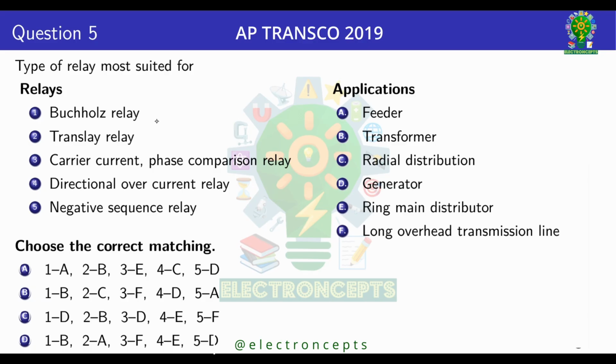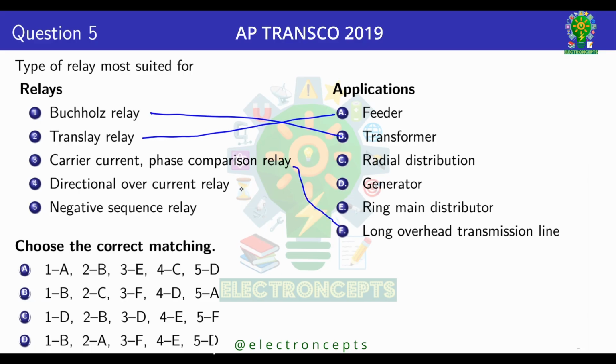Question number 5. Match the following. Left side, the names of relays are given, and the right side, their applications are mentioned. First one, Buckles relay. It is a gas operated protective relay used in oil immersed transformers. Translay relay is a differential protection scheme used mainly for feeders. Carrier current phase comparison relay is used in long transmission lines and mainly operated based on carrier communication that happens on power lines.